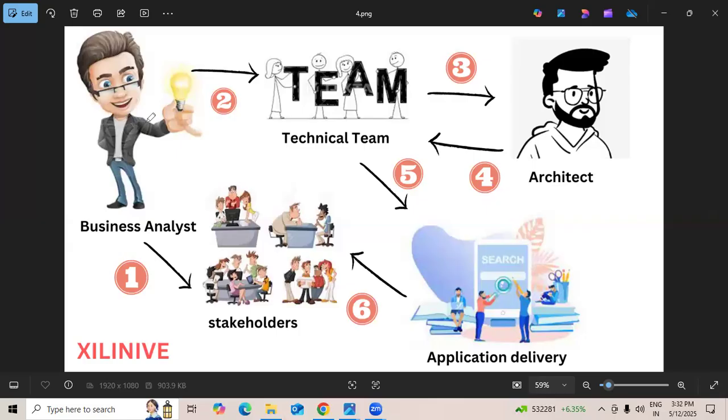How much time will it take? What technical complexity will it involve to develop the application? What are the pre and post implementation difficulties and challenges? How much time do we have? How much budget do we have? Even the project management team, everybody will be involved here.